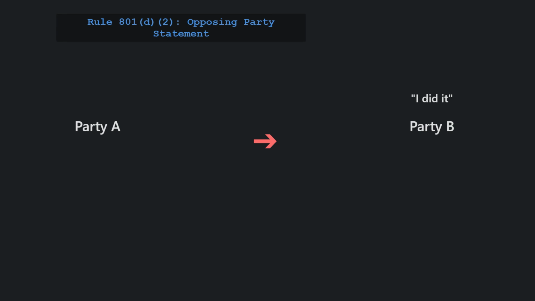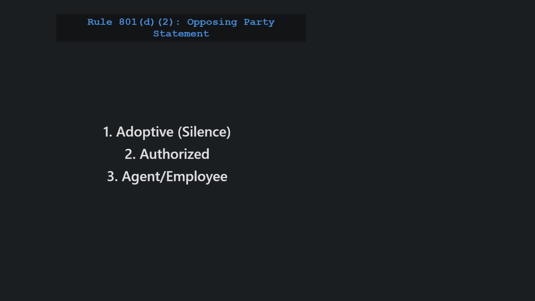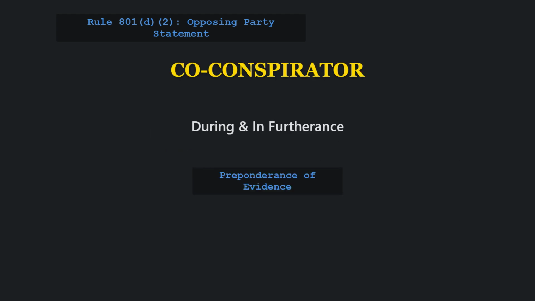This exemption applies regardless of whether the statement was against the party's interest when it was made. The exemption includes the party's own statement, whether made in an individual or representative capacity. Adoptive admissions occur when a party manifests belief in the truth of another's statement. This often happens by silence in circumstances where a reasonable person would have denied the assertion. Authorized statements are those made by a person whom the party authorized to speak on the subject. Statements by an agent or employee are exempted if they concern a matter within the scope of employment and were made during the existence of the employment relationship.